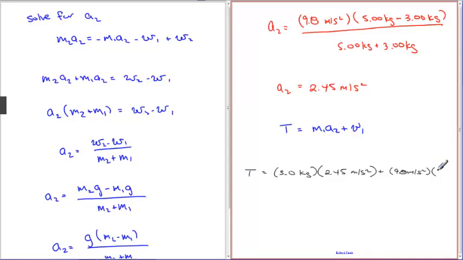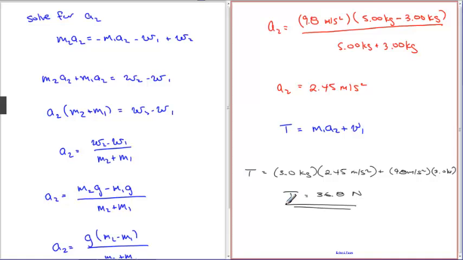So we have G, which is 9.8 meters per second squared, and we have the mass, which is 3 kilograms. So 2.45 plus 9.8, both of those are multiplied by 3 kilograms. So we get 36.8 newtons. Kilogram meter per second squared is a newton. So that's the tension.